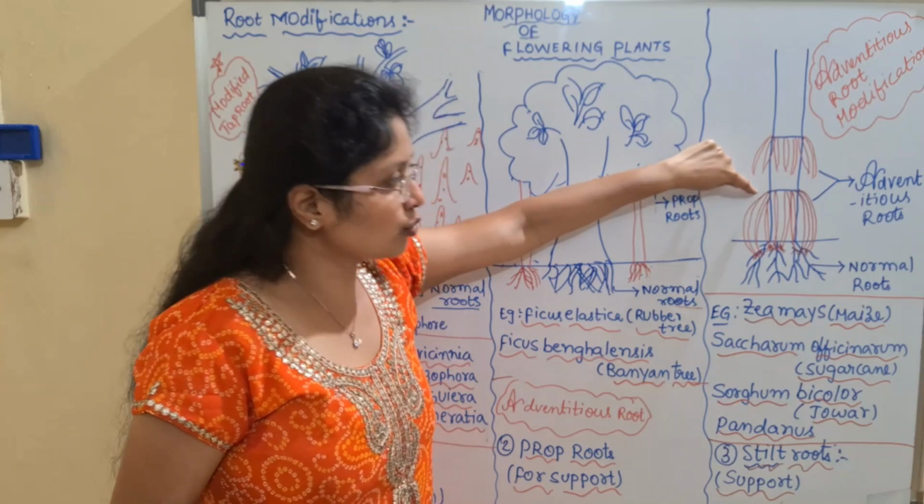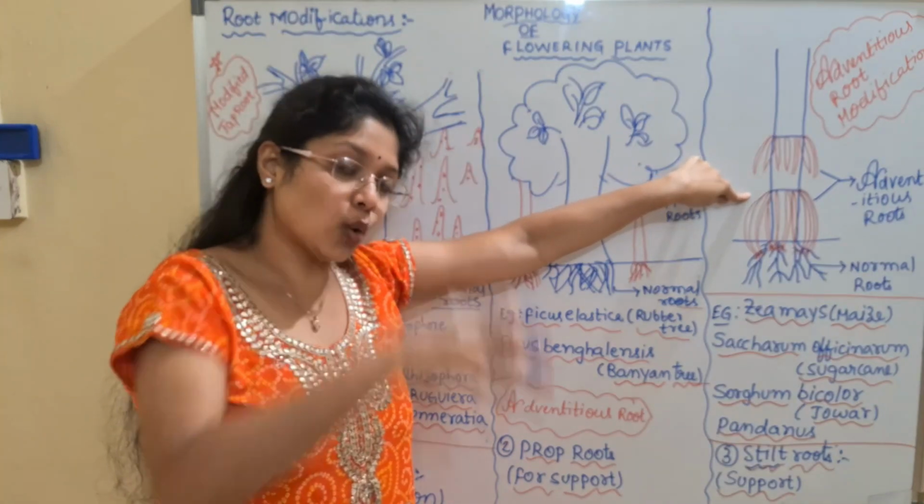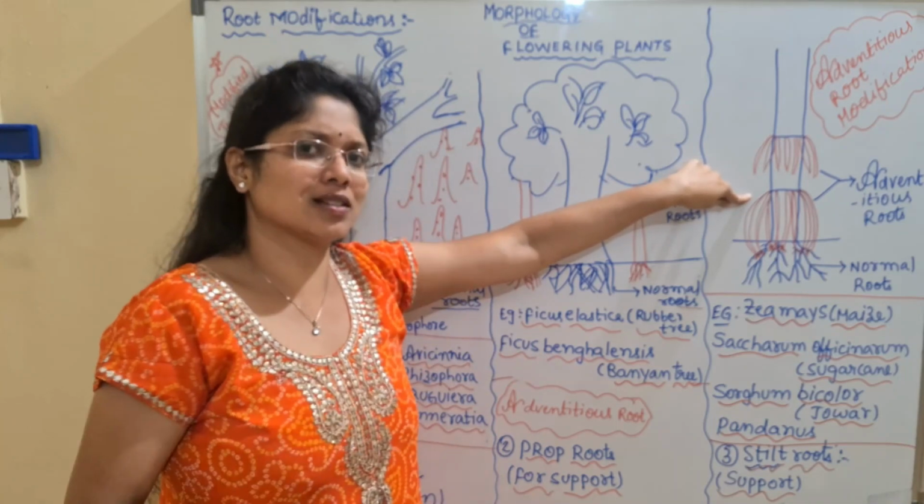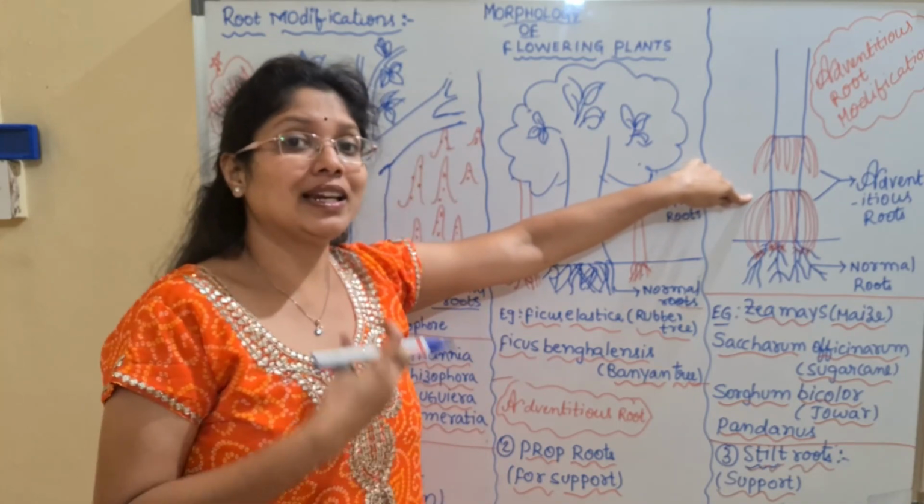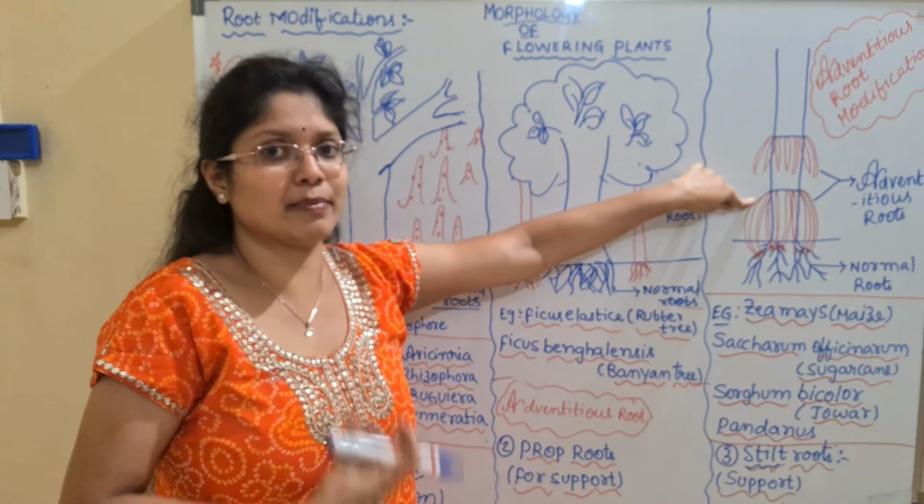So from each node at the lower region, not the whole plant, children, mainly at the lower region, some of the nodes, 5 to 6 nodes in length, will mainly produce a special kind of roots other than the underground fibrous roots.